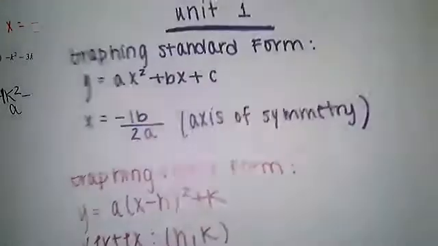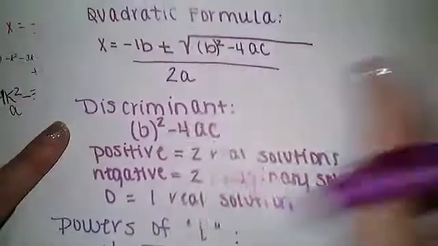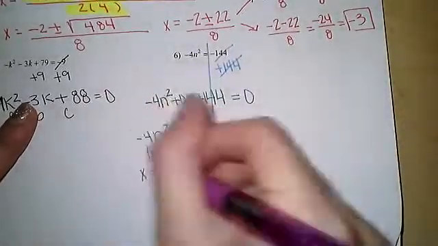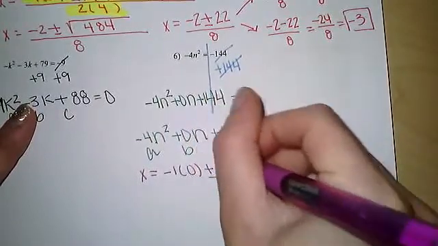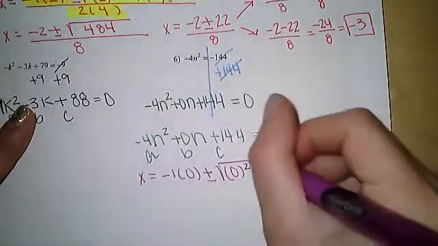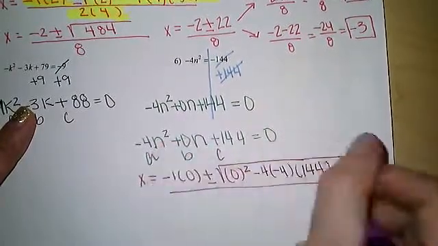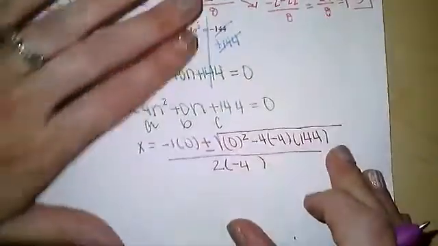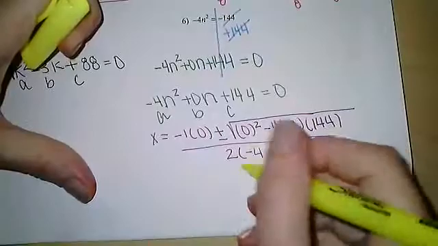So there's 2 key formulas we're using today. We're using graphing standard form, ABC, and quadratic formula. So x equals -1 times b plus or minus the square root of b squared minus 4 times a times c. It's all over 2 times a. So once again, this whole part can be done in our calculator. So we'll take it step by step.